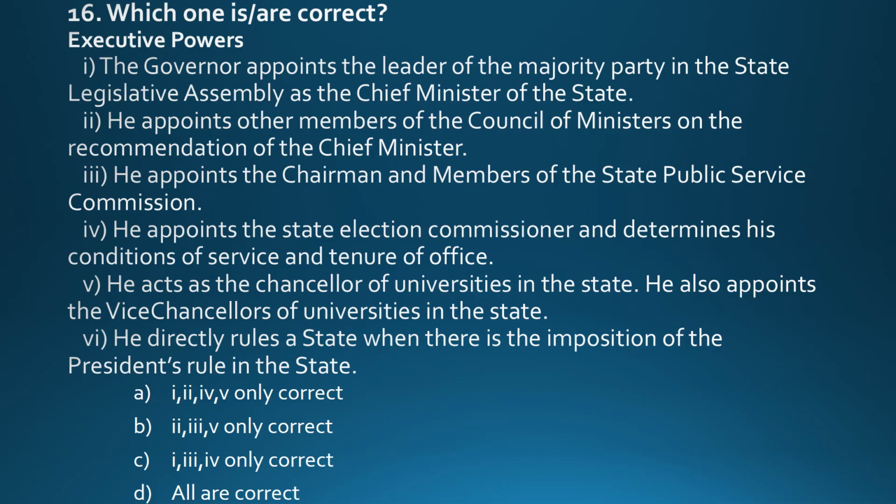Question number 16. Which one is or are correct? Executive powers. 1. The governor appoints the leader of the majority party in the state legislative assembly as the chief minister of the state. 2. He appoints other members of the Council of Ministers on the recommendation of the Chief Minister. 3. He appoints the chairman and members of the State Public Service Commission. 4. He appoints the State Election Commissioner and determines his conditions of service and tenure of office. 5. He acts as the Chancellor of Universities in the state. He also appoints the Vice Chancellors of Universities in the state. 6. He directly rules a state when there is the imposition of the President's rule in the state.